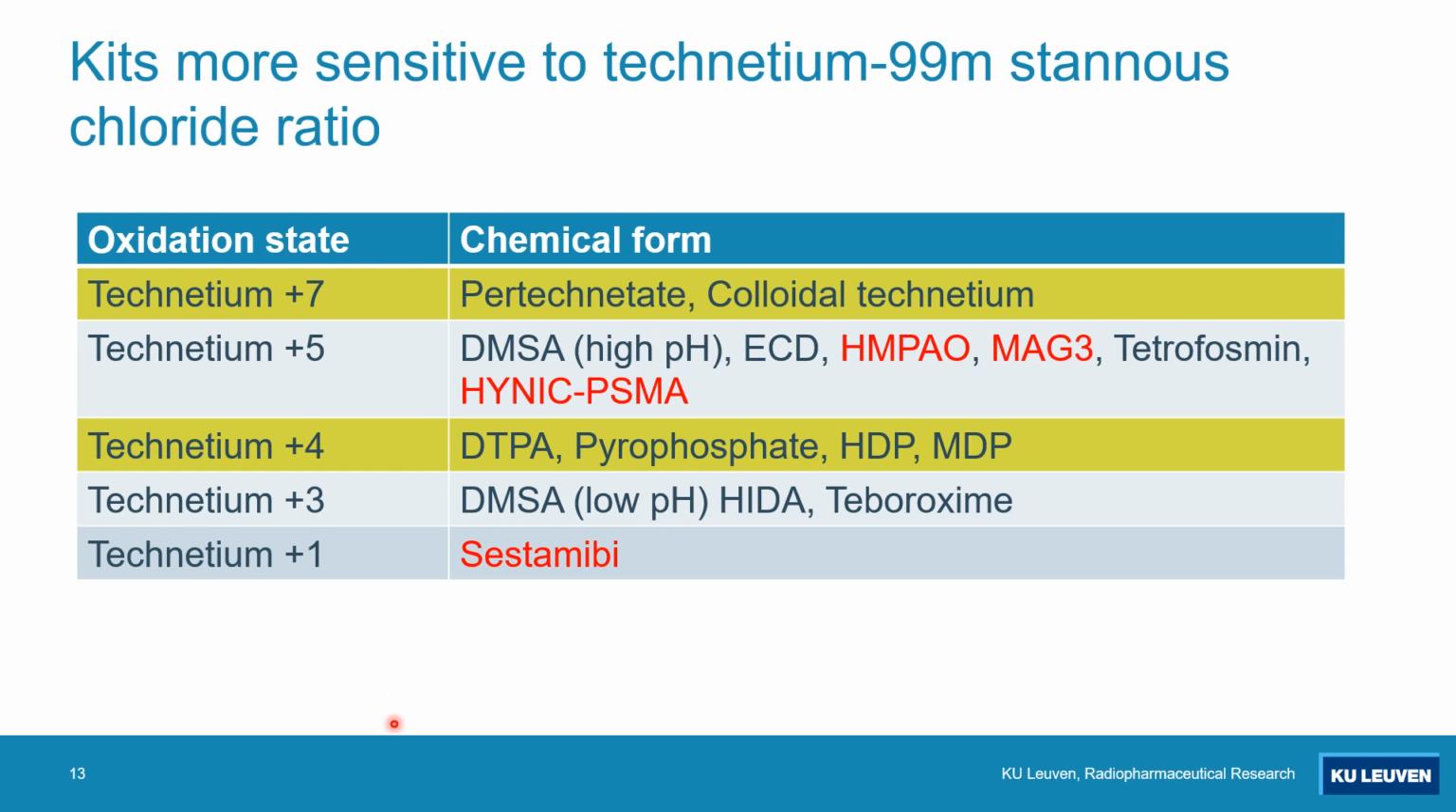Kits more sensitive to this technetium to stannous chloride ratio are HMPAO, MAG3, HYNIC-PSMA, and sestamibi. So in the past, you had most problems for sure with one of these radiopharmaceuticals, and this is because these kits are really sensitive to the ratio of technetium and stannous chloride. So if you are coming in on a Monday and you need to radiolabel, you can definitely try MDP and pyrophosphate, as well as pertechnetate and colloidal technetium.